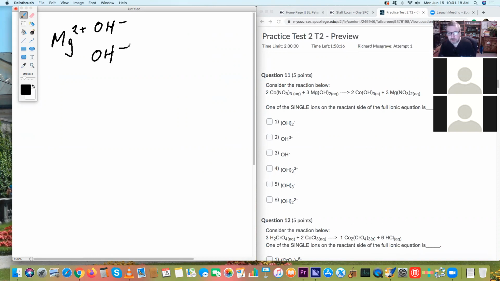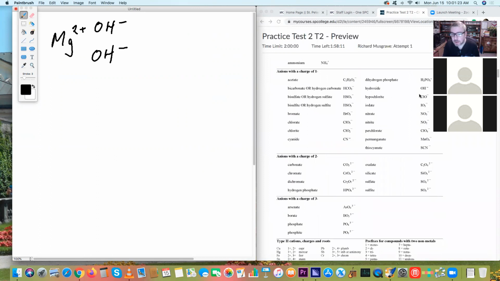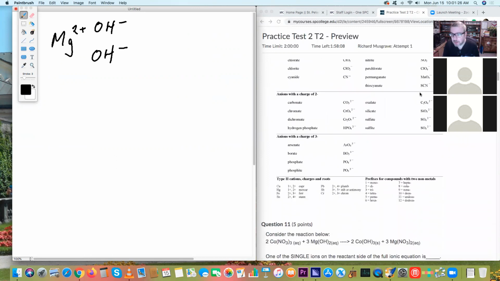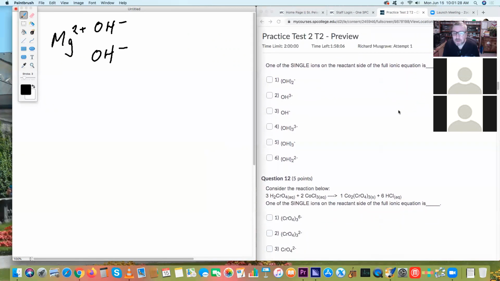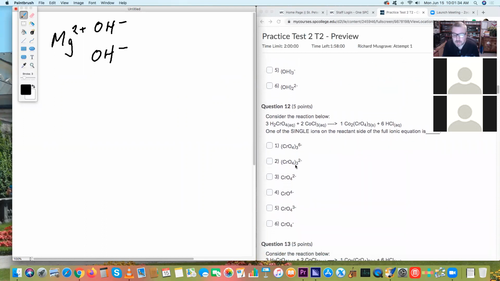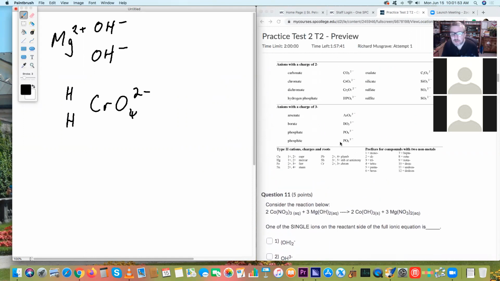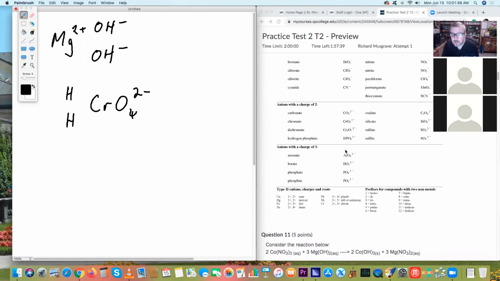And of course the OH minus, we know what the charge is by looking at the polyatomic ion sheet, which is right above the question. So you won't have any trouble finding that. But again, you're only focusing on whatever has the OH in it because all the questions have OH in them. Looking at this one here, we're looking only at the one that has CrO4 in it as an ion. So again, I would draw a picture of it. So 2 H's, CrO4, the charge on that is 2 negative. Again, I get that from the polyatomic ion sheet, CrO4 2-.